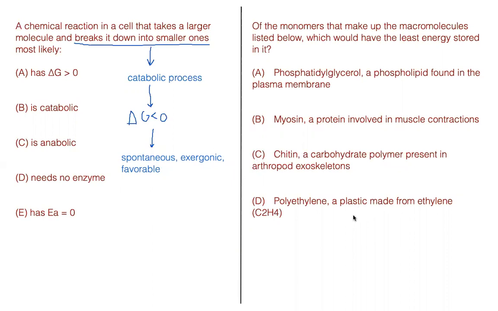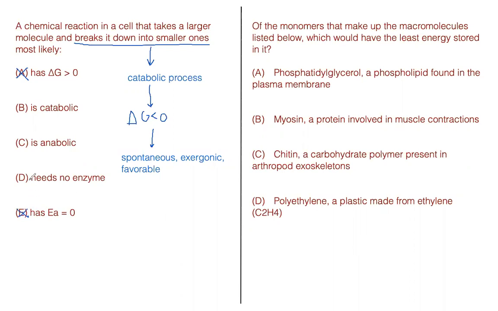All right, so now let's look at our answer choices. One, we have delta G is greater than 0. We know that wouldn't work because our delta G for a catabolic process has to be less than 0, so we can rule that one out. Let's look at this bottom one, has an activation energy of 0. Activation energy is not really related to this question, nor would it be 0. All reactions will have some kind of activation energy for it to proceed, and this reaction is no exception, even though it is catabolic.